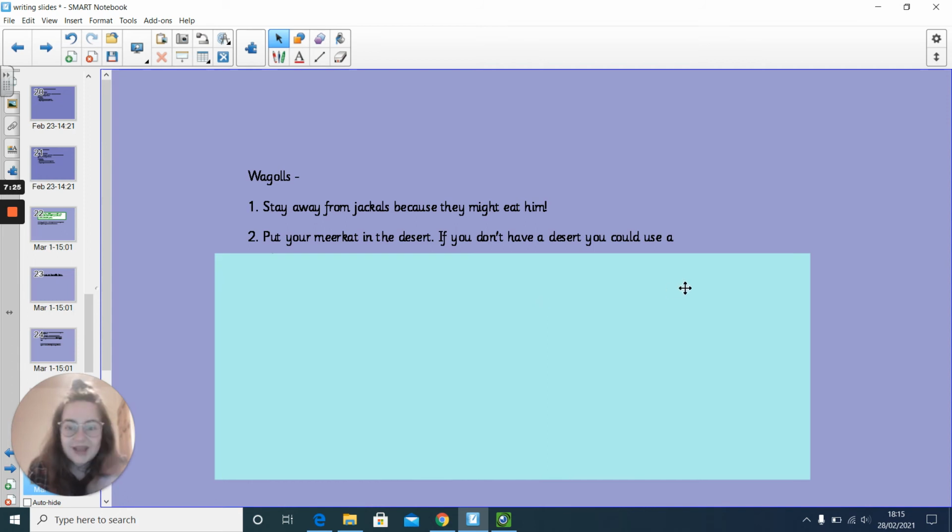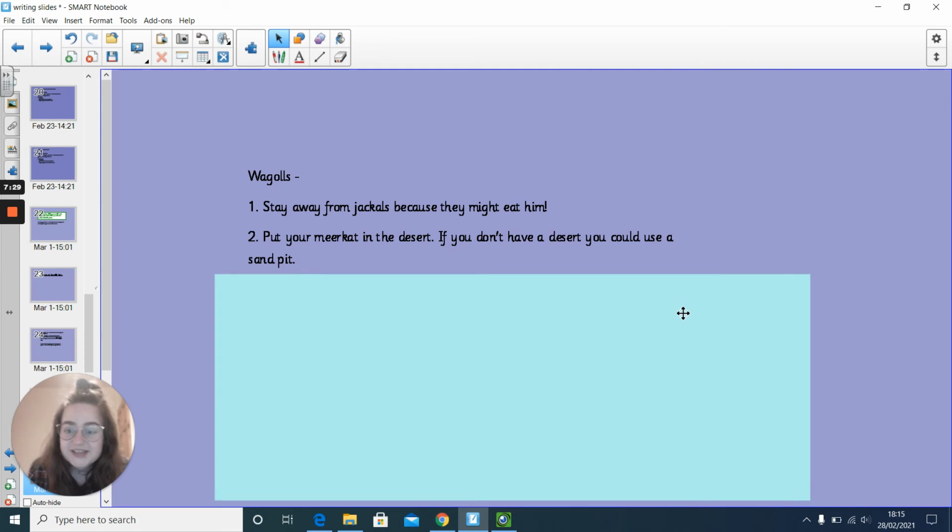2. Put your meerkat in the desert. If you don't have a desert, you could use a sand pit. That's a really good one, because not everyone has a desert, but meerkats might like a sand pit instead, because that's sort of like a makeshift desert, isn't it? In the sentence, put your meerkat in the desert, where's the imperative verb? That's right, it's the word put. Well done. It makes that sentence a command sentence. It makes it bossy. Put your meerkat in the desert.